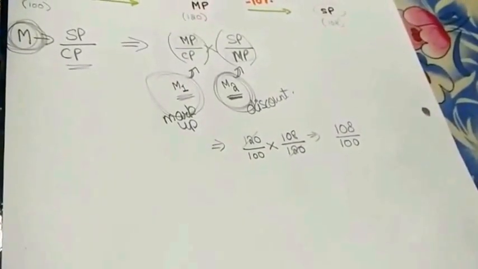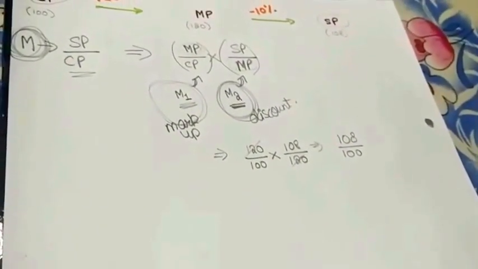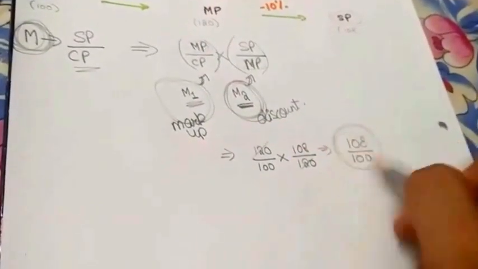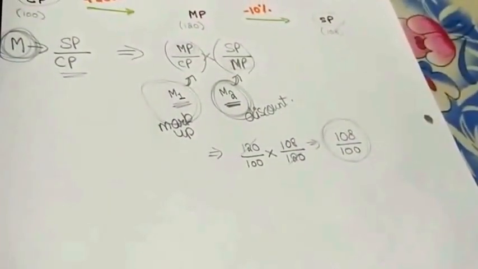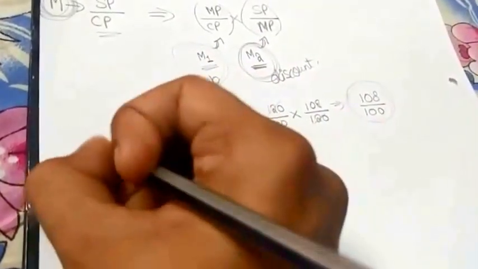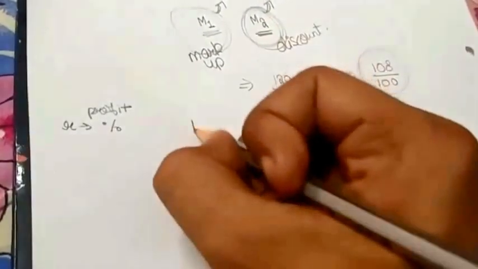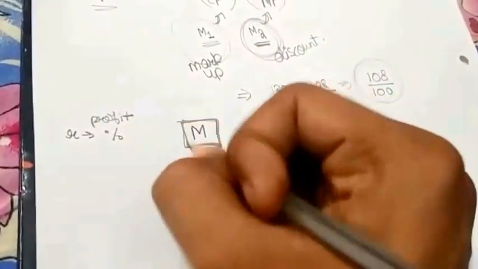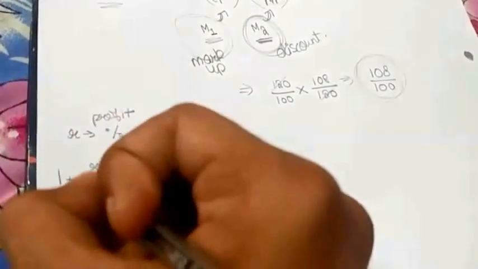How this is significant is that with the help of this fraction, we can reach the final profit percentage. There's a simple formula for that. Say R is your profit percentage, and you find this multiplier M. In our case, it's 108 by 100. Then 1 plus R upon 100 is equal to M. This is the relation that you need to know.